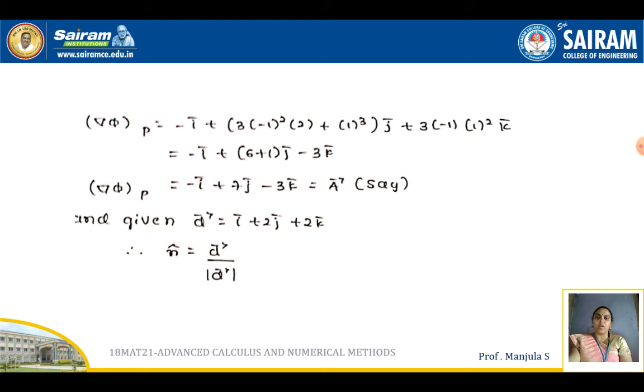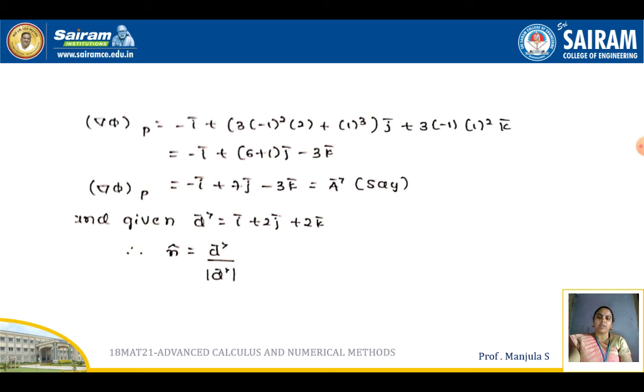Now at the given point, you just substitute and simplify. We can write del phi as minus i cap plus 7j cap minus 3k cap. Take this as vector A. The direction vector they have given is i cap plus 2j cap plus 2k cap. Now we have to find out the n cap.